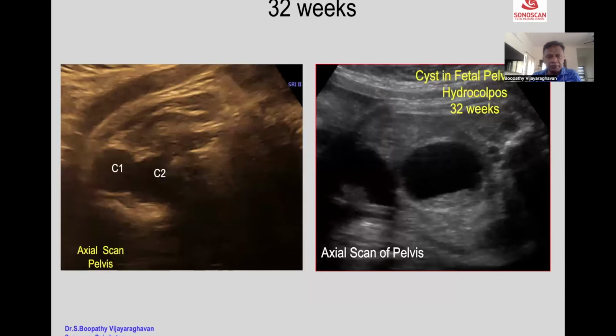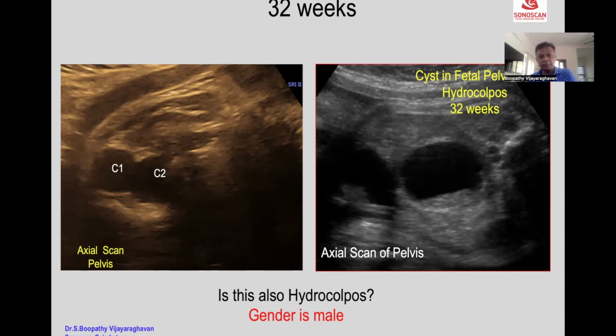And we have seen an earlier case scenario of cyst in the fetal pelvis, which on autopsy, the diagnosis was hydrocolpos at 32 weeks. So is this case also hydrocolpos? But the gender is male. So what else can produce a similar cyst in the fetal pelvis?